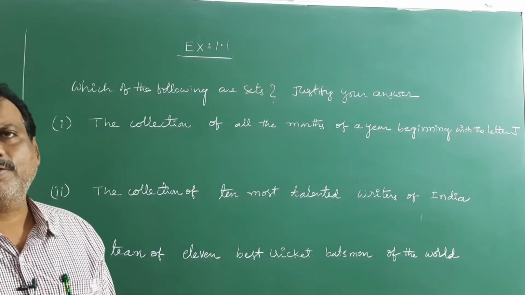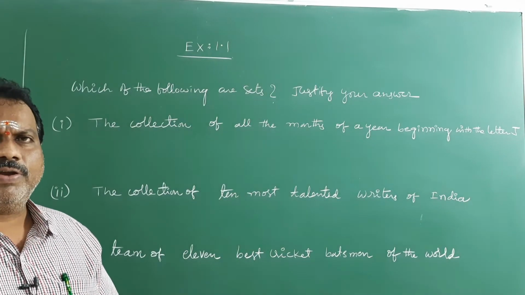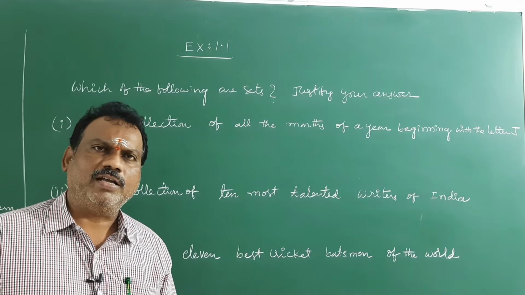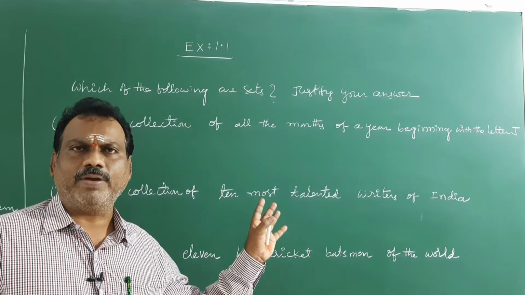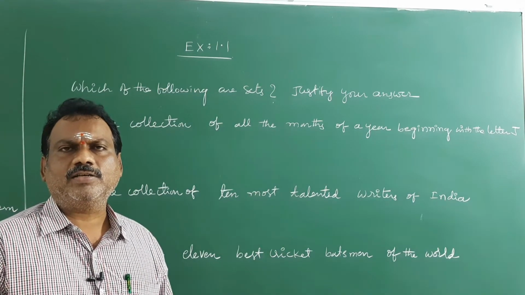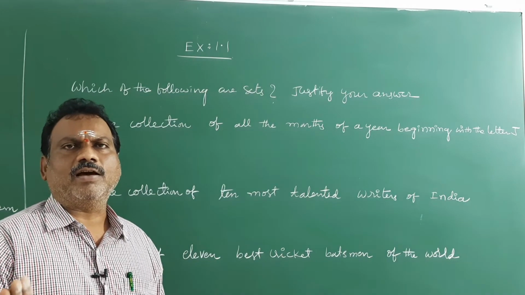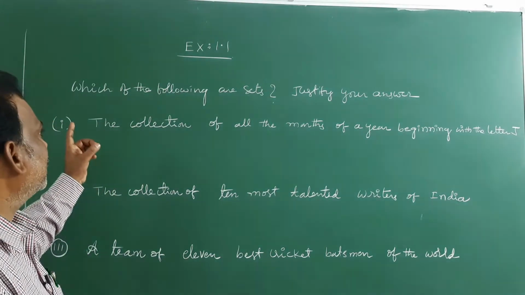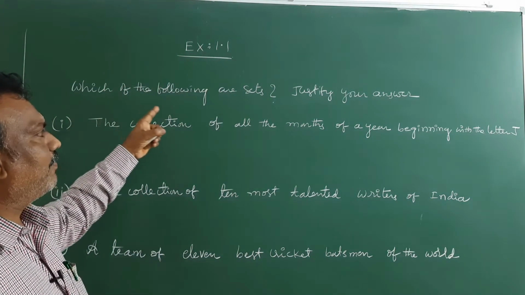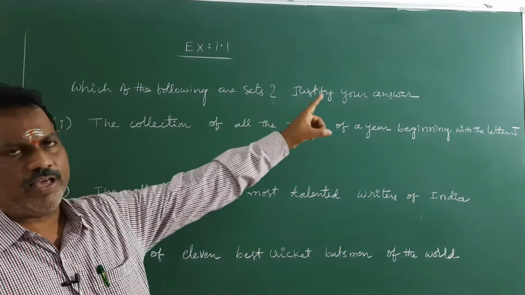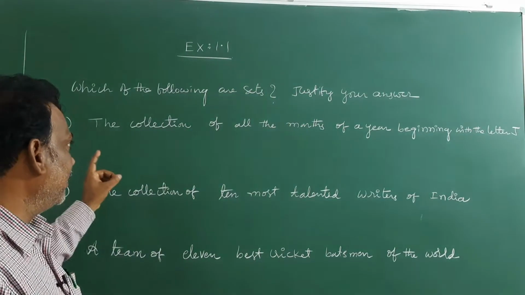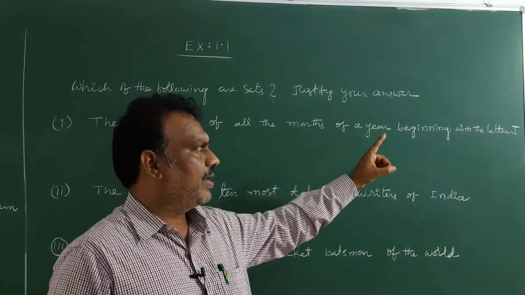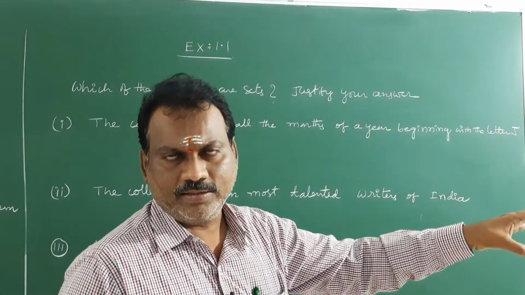So what is exercise 1.1? Very simple. They have given a few questions. We have to decide whether they are sets or not based on the information. If they are not sets, you have to give the reason or justification for that answer. See, the first question is given. Here, which of the following are sets? Justify your answer. First one, the collection of all the months of a year beginning with the letter J.